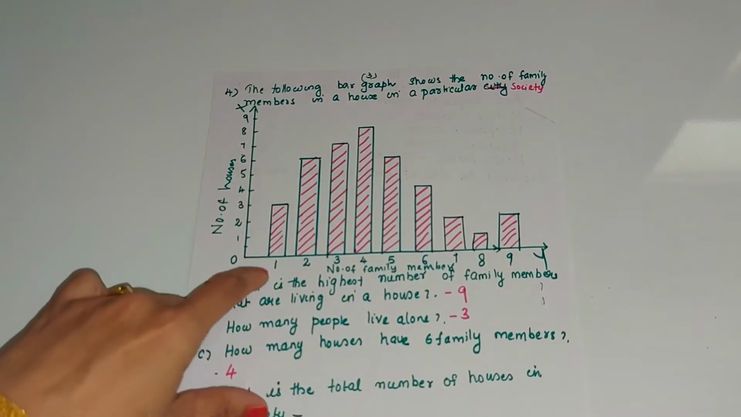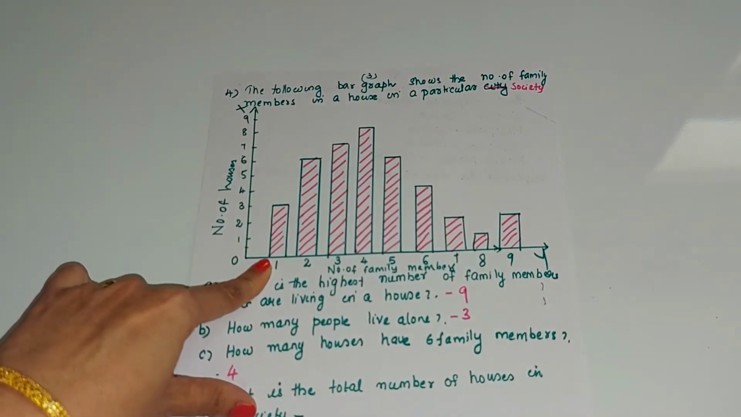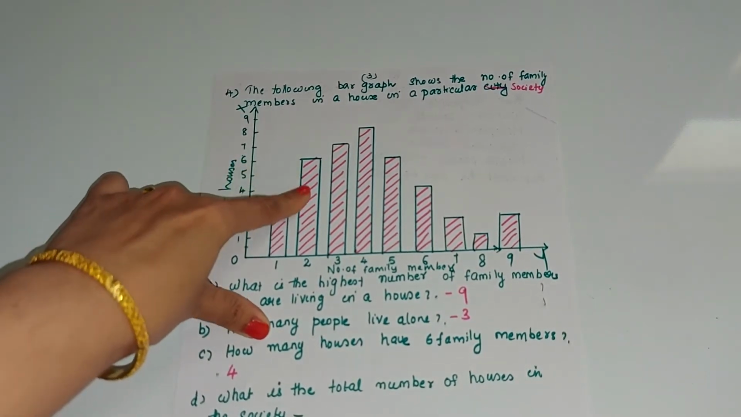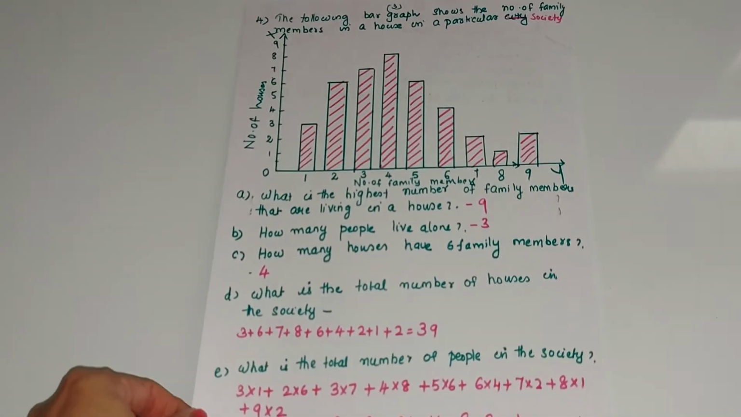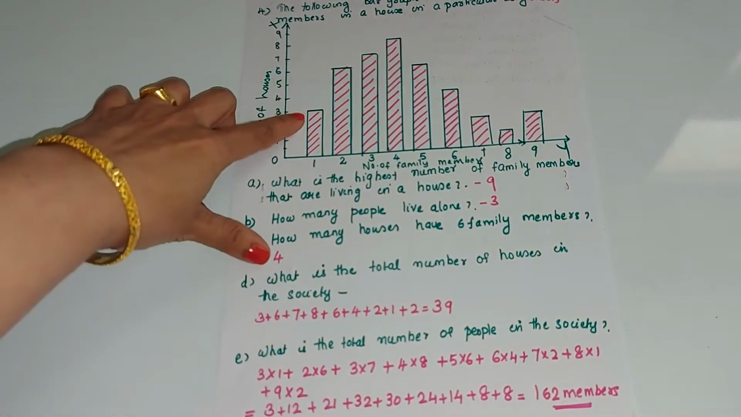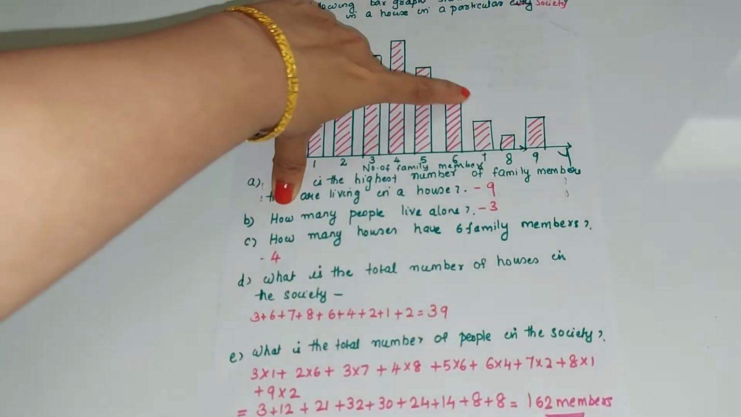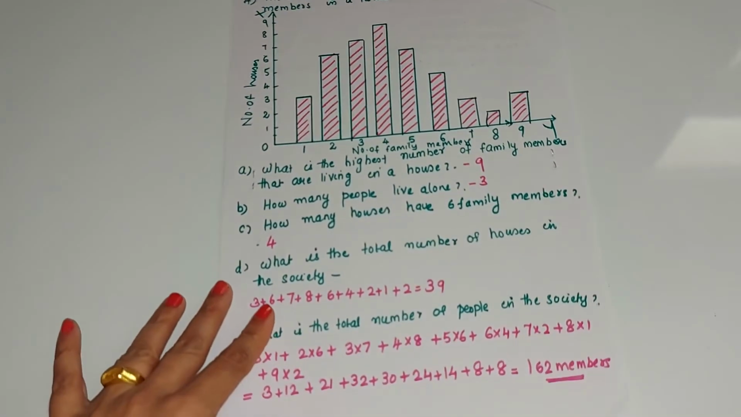There are 3 houses having only one member, and 6 houses having 2 members. Like that you count the total number of houses. So the total number of houses is 3 plus 6 plus 7 plus 8 plus 6 plus 4 plus 2 plus 1 plus 2. So the total number is 39.